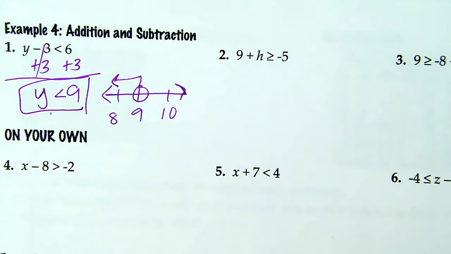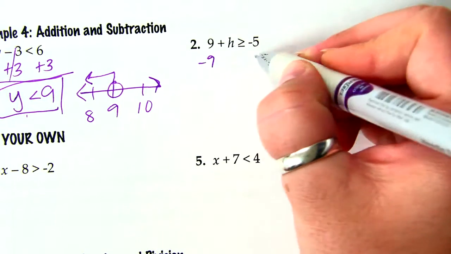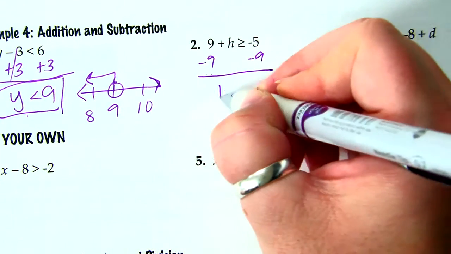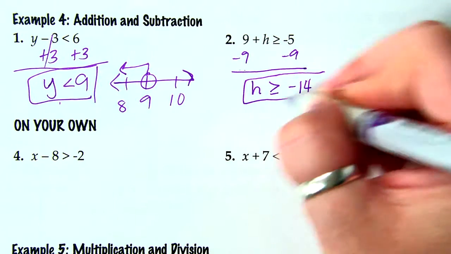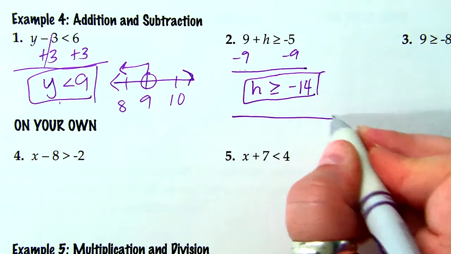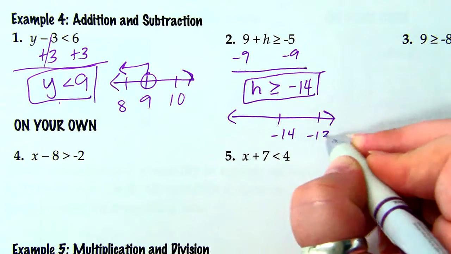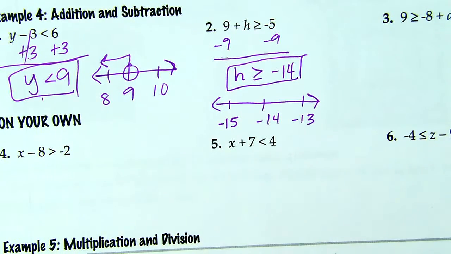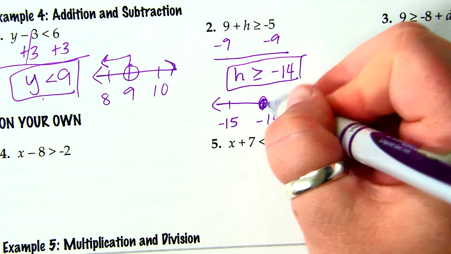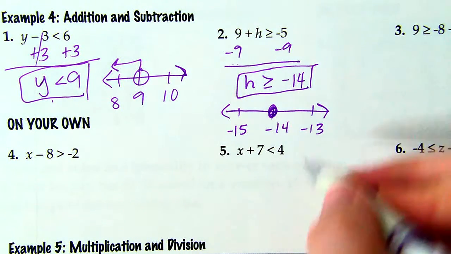Number 2, to get h by itself, we need to subtract the 9. So this is h is greater than or equal to negative 14. And then graph it. So you've got negative 14 in the middle, one bigger, one smaller. So this one will have a dot on negative 14 because it's got the equal to here. And then h is greater, so it goes towards the negative 13.